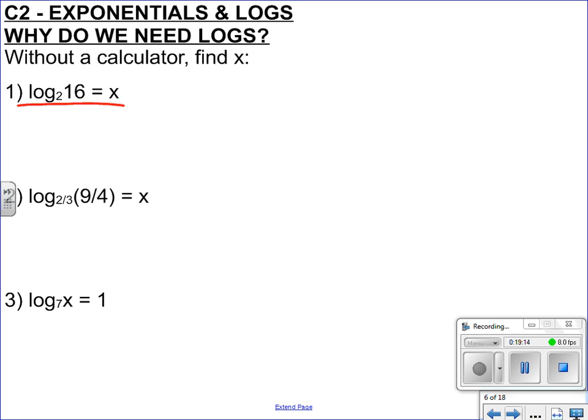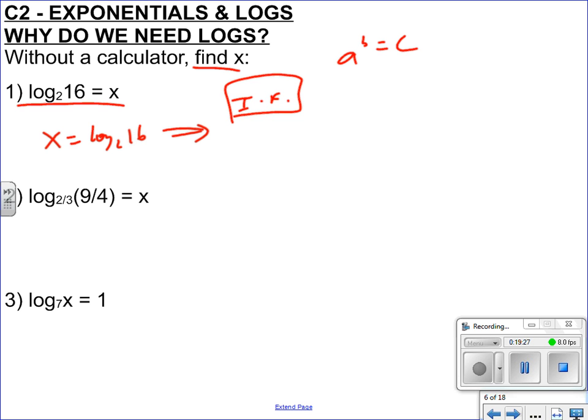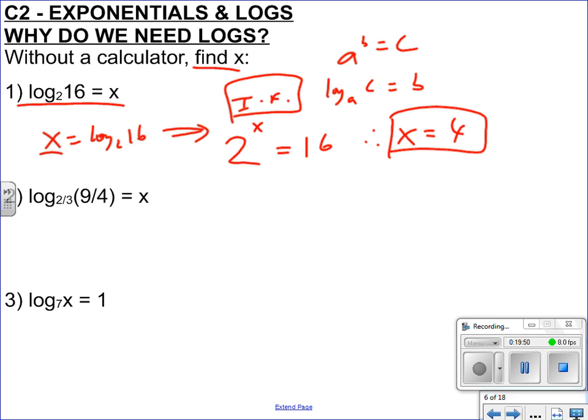All right. So it says, without a calculator, find x. So I can see here that x is log base 2 of 16. So if I put this into index form, and remember index form is a to the b is c, so a is the base 2, the power b. Log form was log a c equals b, right? So just doing it in reverse. So a is 2, b is x, c is 16. So therefore you can see that 2 to the power of 4 makes 16, so x must be 4.